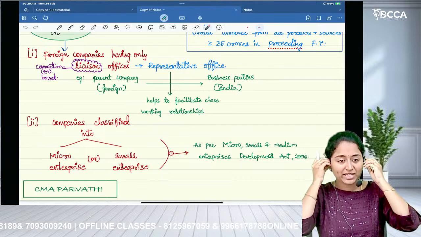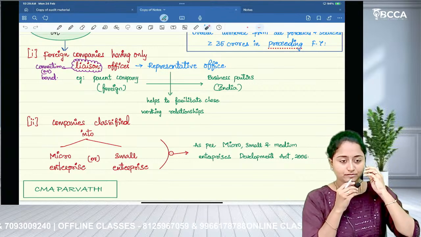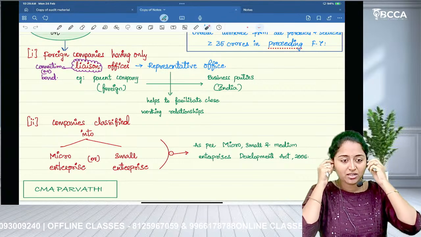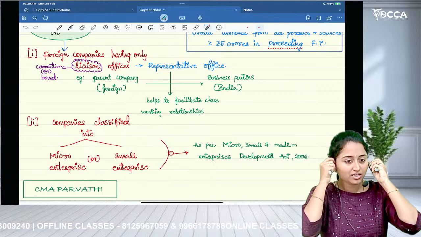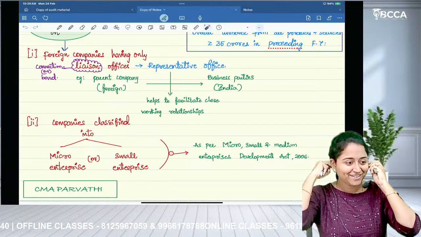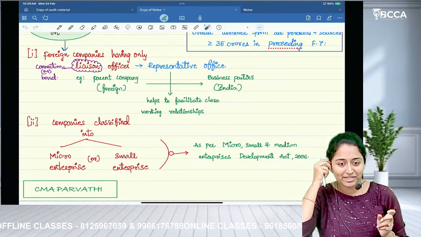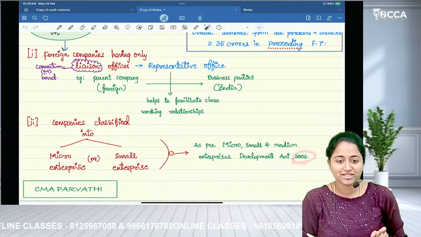Under the MSMED Act. Do you know the MSMED Act? Micro, Small and Medium Enterprises Development Act, which was brought in 2006.